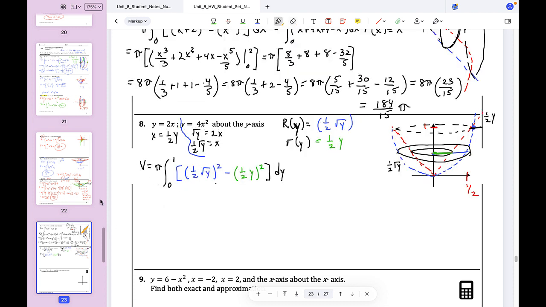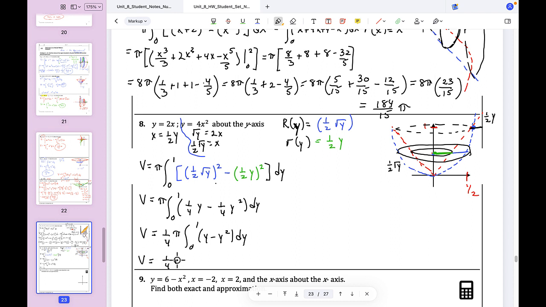So we have the volume equals pi times the integral from 0 to 1. When I square this, I get 1/4 y minus, squaring that, 1/4 y squared dy. So we can pull the 1/4 out of there. So we get 1/4 pi integral from 0 to 1 of y minus y squared dy. So the volume equals 1/4 pi.